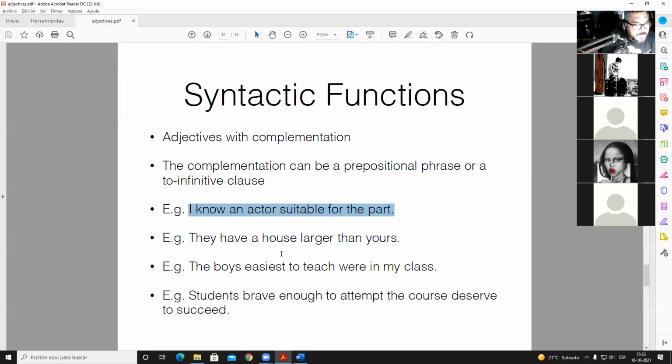Second, they have a house larger than yours. Okay, it's the very same idea, right? I won't say much about this because, as you can see, I have a house larger than yours. What do they have? A house. A house larger than yours, right? Therefore, than yours is the prepositional phrase. Be careful, than is a preposition.